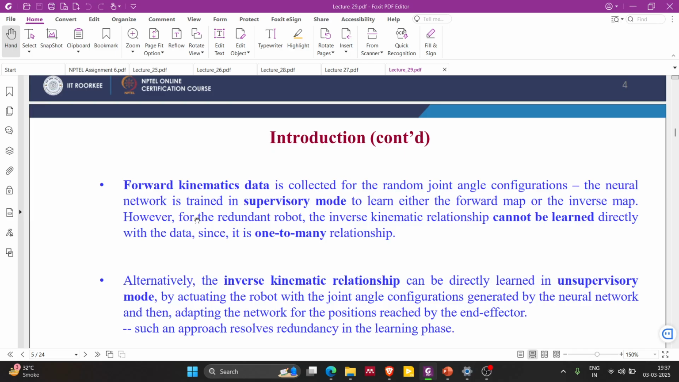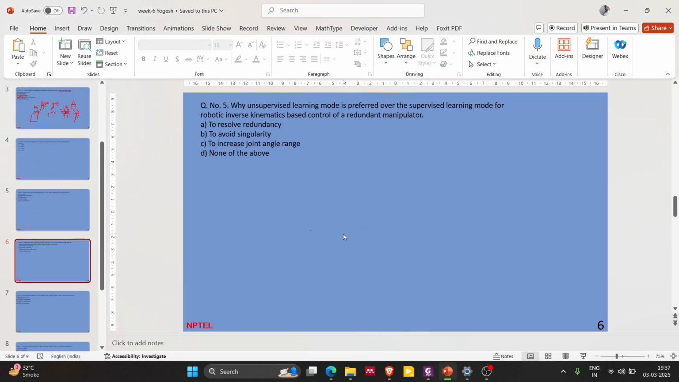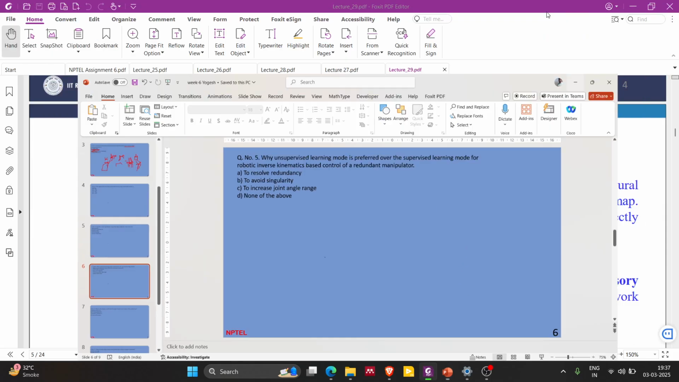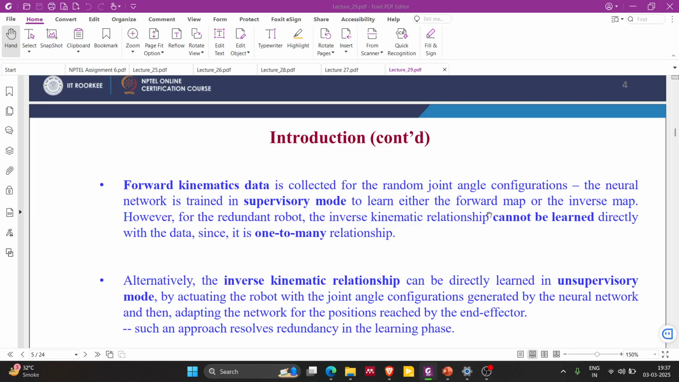Why we have gone through it: forward kinematics is collected at random joint angles. The neural network is trained by supervised mode. You know that a neural network is there, because there is an input and output. Let me first read this and then explain why we moved on to that part. The neural network is trained in a supervised mode to learn either the forward map or the inverse map. However, for a redundant robot, the inverse kinematic relation cannot be learned directly with the data since it's a one to many relationship. I will explain why there is a one to many relationship.